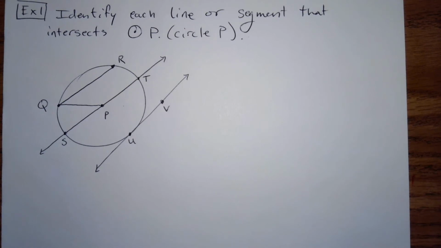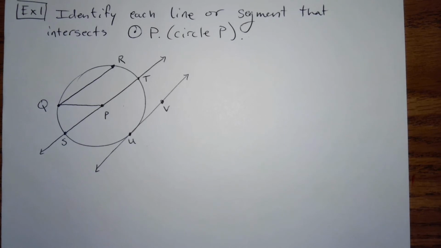You're trying to identify any chord that you see, any radius that you see, any diameter that you see, any secant line that you see, any tangent line that you see. You're trying to list any point of tangency that you can see. You will repeat some of these segments and name them different things. So that's what you're doing.